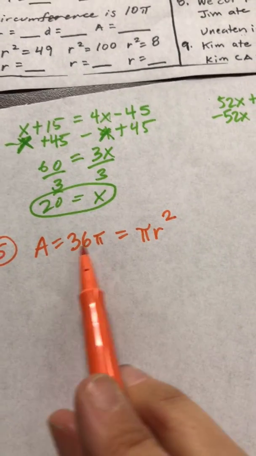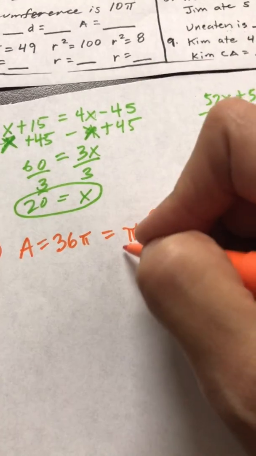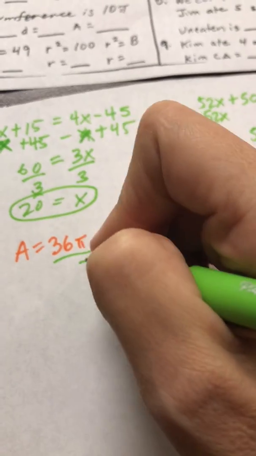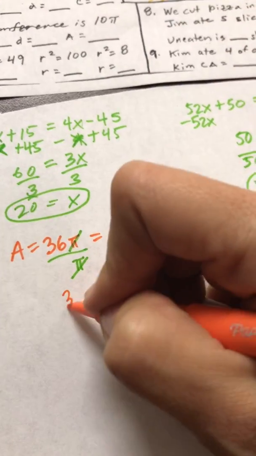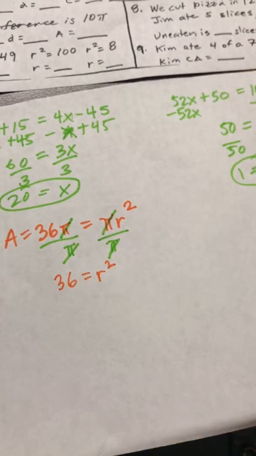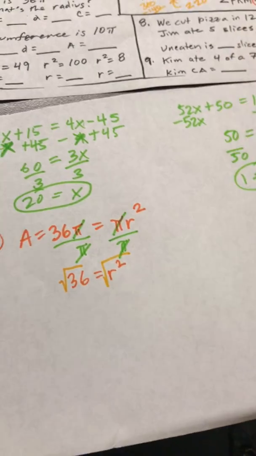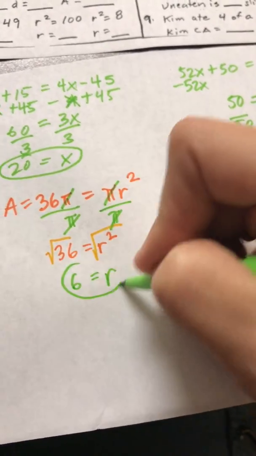So some kids can actually see that there. It's like, ooh, I know the number they squared to get that. Other students might use algebra to solve. So if I divide by pi on both sides, notice I get 36 is equal to the radius squared. Well, I've got to take the square root of both sides so that I can get the answer r is equal to 6. So let's work the problem forward.